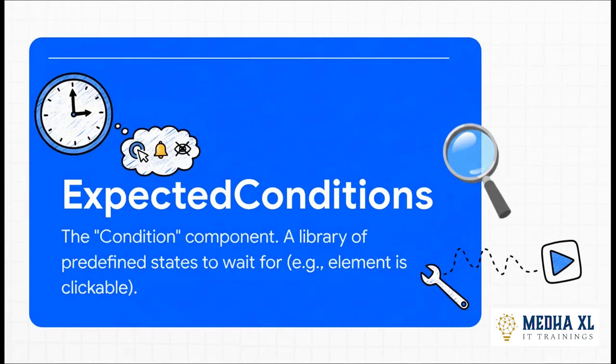And the condition part is handled by this amazing helper library called ExpectedConditions. This thing is awesome. It gives you a whole menu of pre-built common conditions you might want to wait for, like wait until an element is clickable, or wait until an alert pops up, or even wait until an element disappears. You just pick the exact state you need before your script moves to the next step.